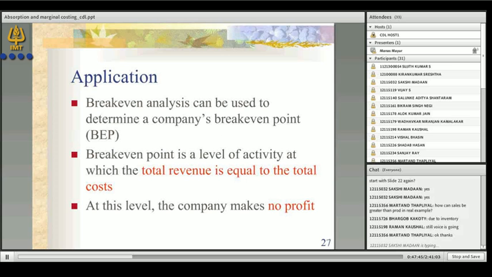A break-even analysis can be used to determine a company's break-even point. Break-even point is a level of activity at which the total revenue is equal to the total cost. As per the economics concept, you must have already studied this in microeconomics, at break-even the company is in a position where the profitability is zero, or the total revenue is exactly equal to the total cost. So at this level the company makes no profit.